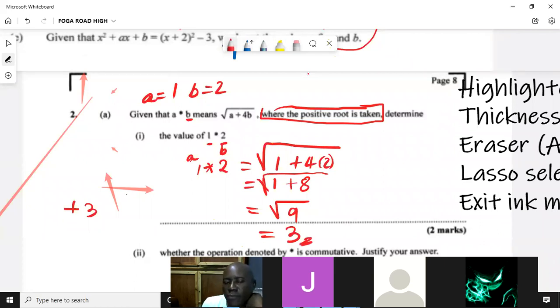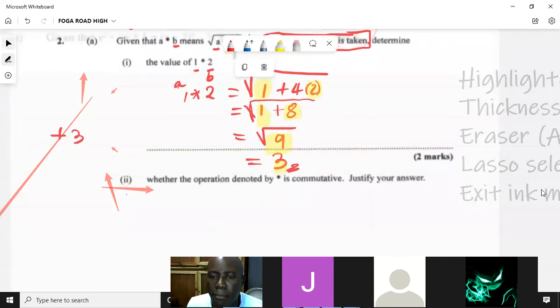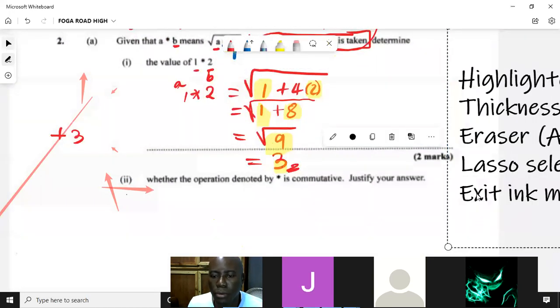So basically, you just follow. A is 1, B is 2, and then just substitute and you work it out. You could see this is my A, this is my B. 4 was already there. So you could see we put it together, we get 8 plus 1, we get the root of 9, which is 3, and we're done. So it's not like it's a biggie. We just have to take our time and work through.